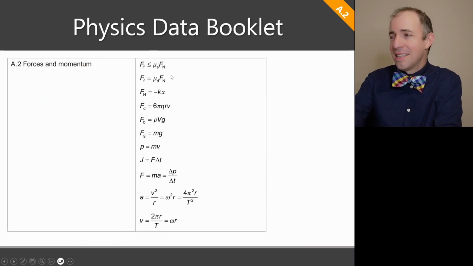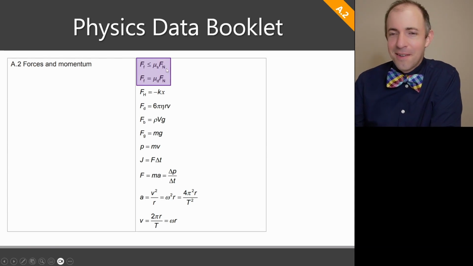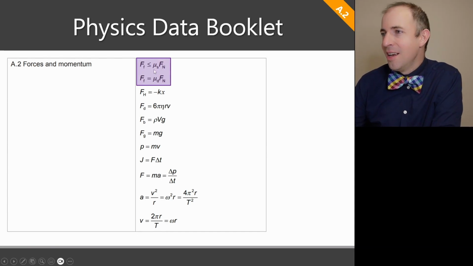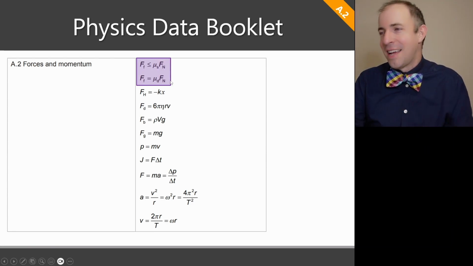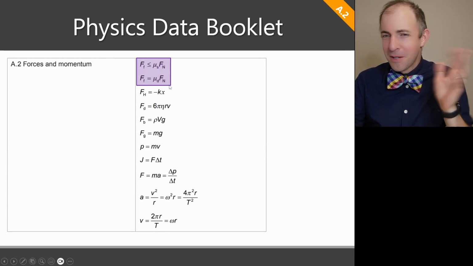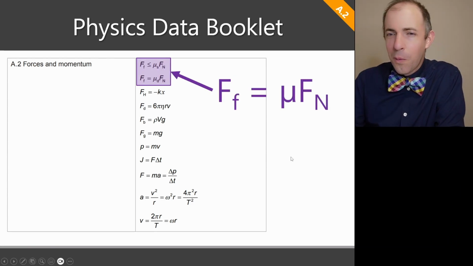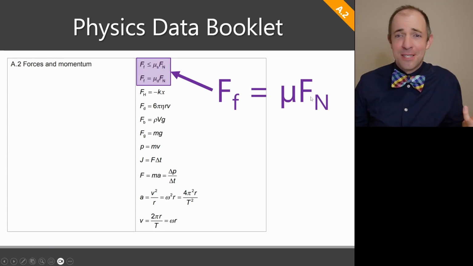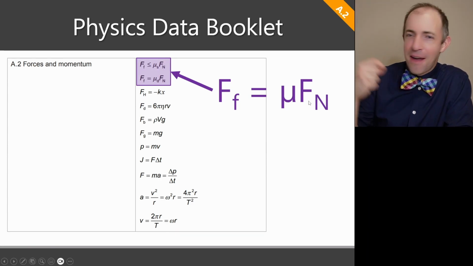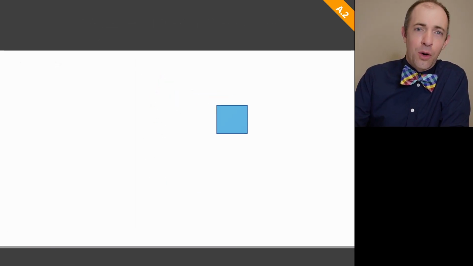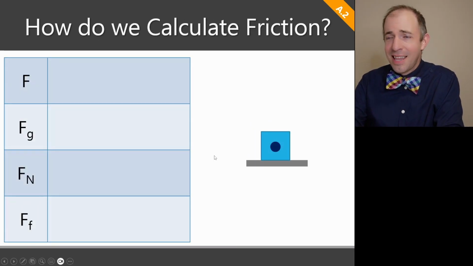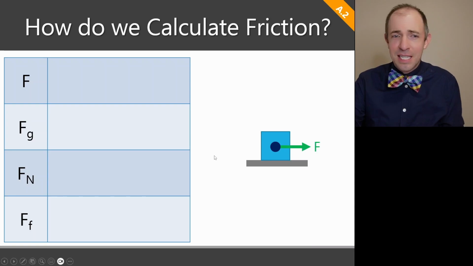Because of that, when you see this in the data booklet, you're going to see force of friction written twice. The static friction is equal to or less than, and then dynamic friction is always equal. There isn't that range. The way we're going to look at it most of the time is we're just going to use this general form and say FF is equal to mu times Fn, the coefficient of friction, times the normal force.